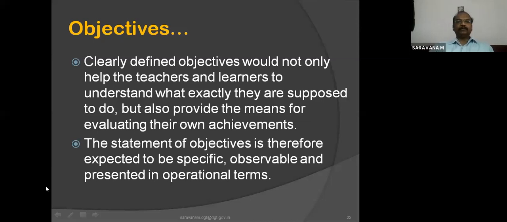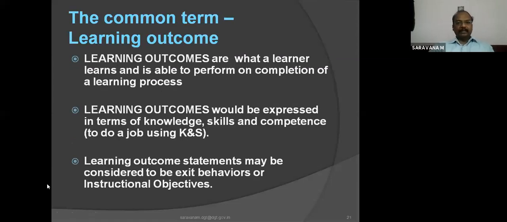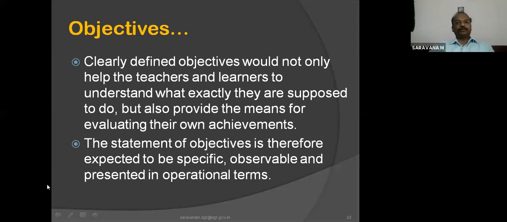So we have already discussed the objectives. Objectives are nothing but the intended outcome or the learning outcome. Even we can call it learning outcome or intended outcome, what the learners will be able to achieve. That is the objective. Clearly defined objectives will not only help the teachers, they will also help the learners to complete the intended theory portions or intended practical demonstrations properly. The statements of objectives are therefore expected to be specific, observable, and measurable.